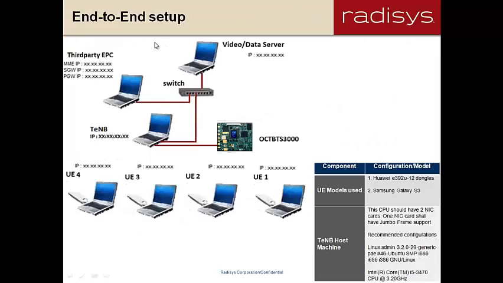This diagram shows the end-to-end setup. The third-party EPC, the video or data server, and the machine on which the TotaleNodeB software is running are all connected to a switch. The OCPTS 3000 on which the LTE PHY is running is connected to the TotaleNodeB machine via a gigabit Ethernet link. The UEs are connected to the OCPTS 3000 over the air. This table summarizes the UE models that are used for the test and the TotaleNodeB host machine configuration.